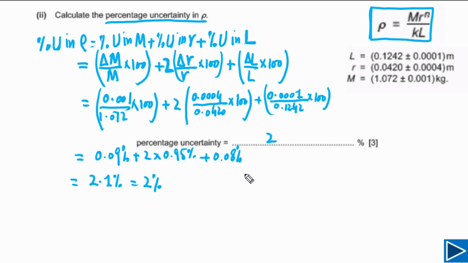This question has 3 marks. The first mark is if you have written in this form, and this is a C mark. The second mark is if you have plugged in these values, and the last mark is the answer mark. If you have got the right answer, you will get full marks. So this point is a tricky one. It has to be plus 2, not minus, because uncertainties can never be negative. Uncertainties are always added, not subtracted.